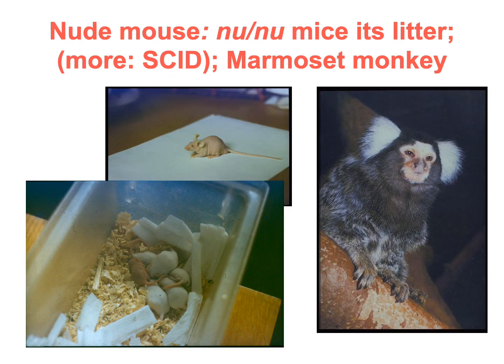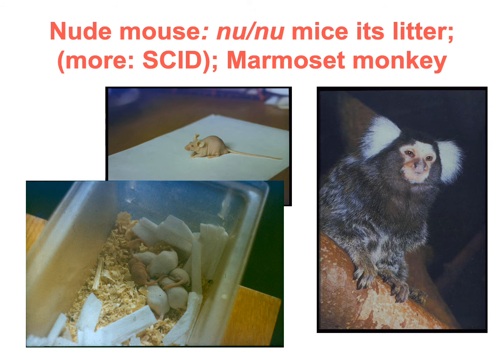Here you see a nude mouse. This is the NUNU homozygous recessive mutant and its litter. There is no SCID, or severe combined immunodeficiency, mouse in the picture, but we know that there is.